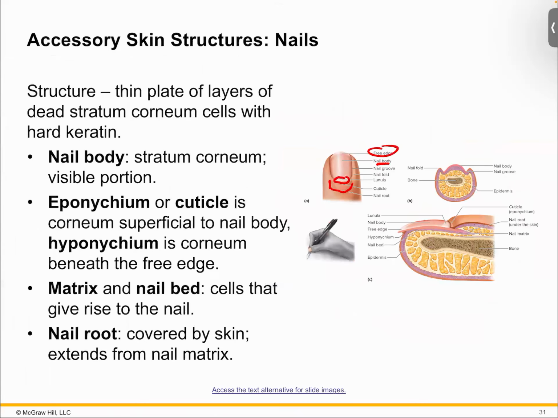So here you can see there's a couple of terms that you want to be aware of. First of all, the so-called eponychium is the fancy word for the cuticle. This is going to be the part that's above the nail body. Notice it said the corneum, as in stratum corneum. So this is a stratum corneum layer, that dead layer full of keratin that's laid on top of the nail body itself. The hyponychium then is below the free edge. This is where your quick is, where the skin meets the nail.